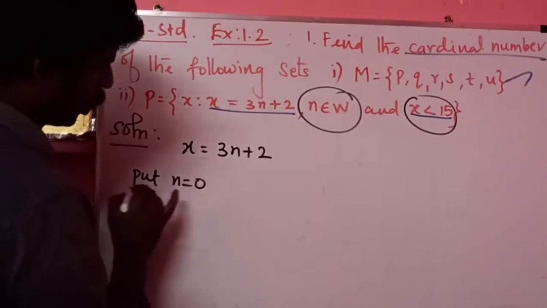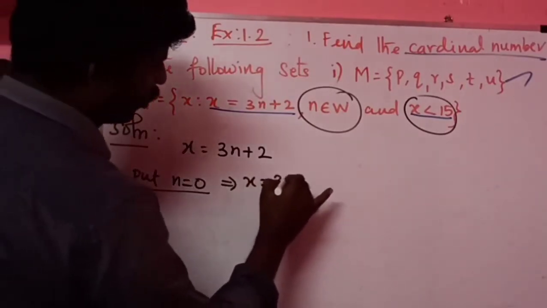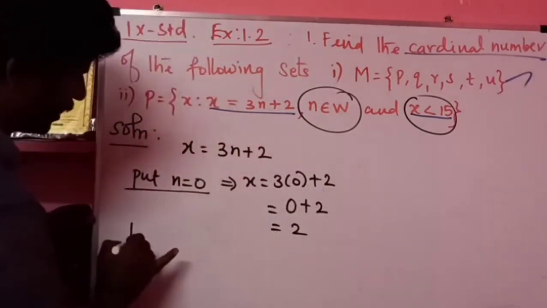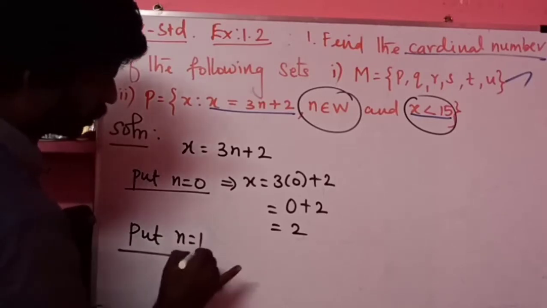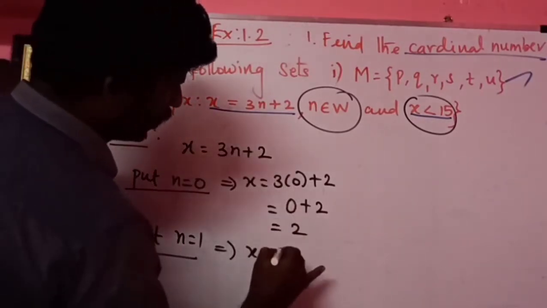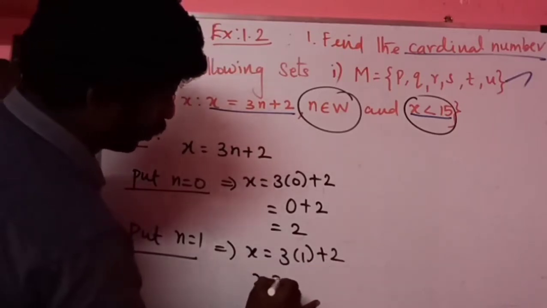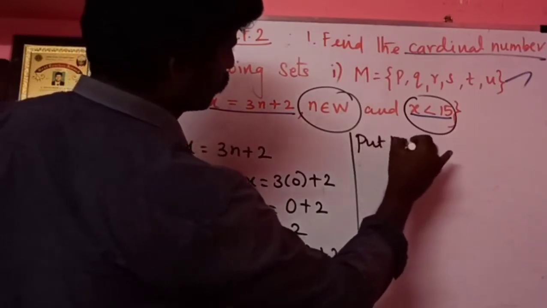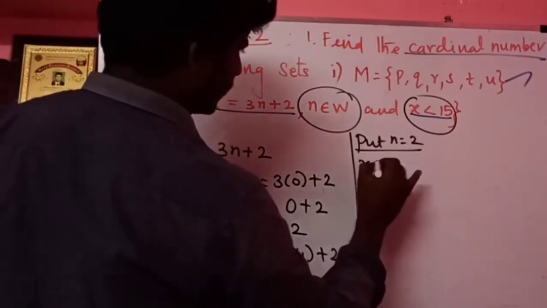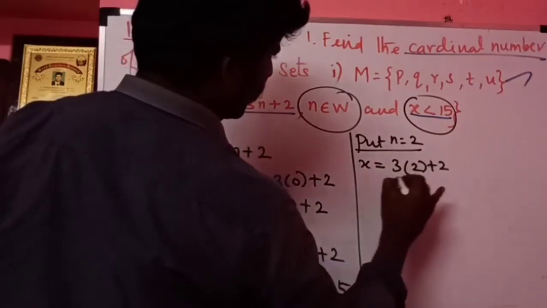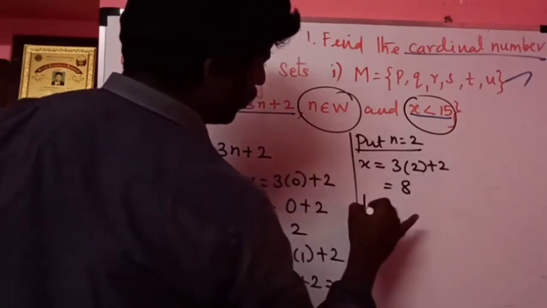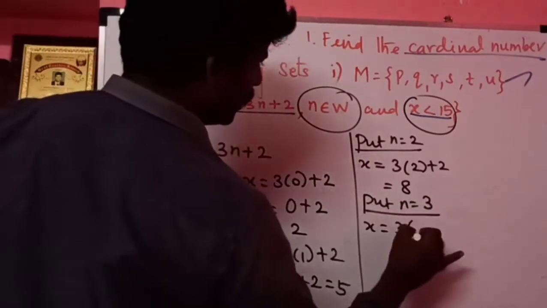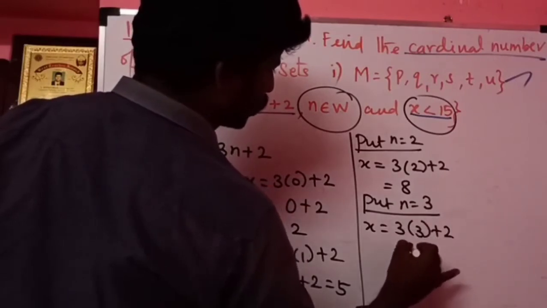First n equal to 0, so x is 3 into 0 plus 2, 3 into 0 is 0, 0 plus 2 is 2. Then put n is equal to 1: x is equal to 3 into 1 plus 2, 3 plus 2, this is 5. Then put n is equal to 2: x is equal to 3 into 2 plus 2, 3 twos are 6, 6 plus 2, 8. Put n is equal to 3: x is equal to 3 into 3 plus 2, 3 threes are 9, 9 plus 2, 11.